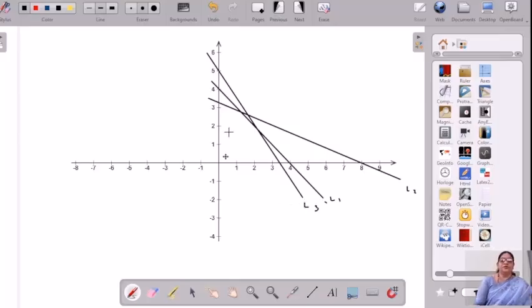Now for L1 the constraint is of less than or equal to type. Therefore this is towards the origin. Second constraint is also less than or equal to type, and third constraint is also less than or equal to type. Therefore this is our feasible region, a region bounded by the lines.